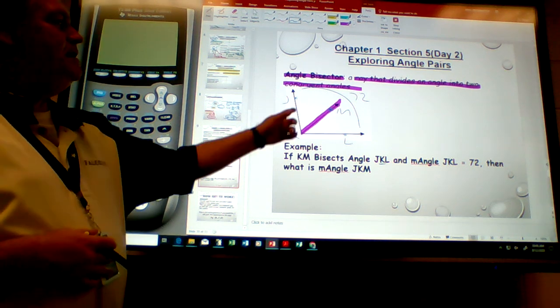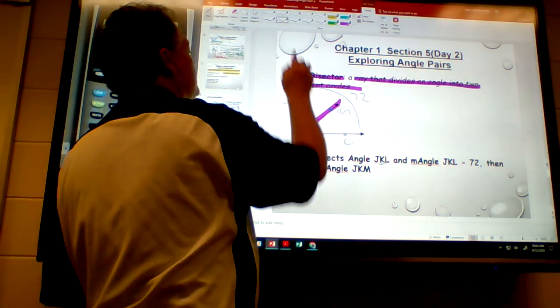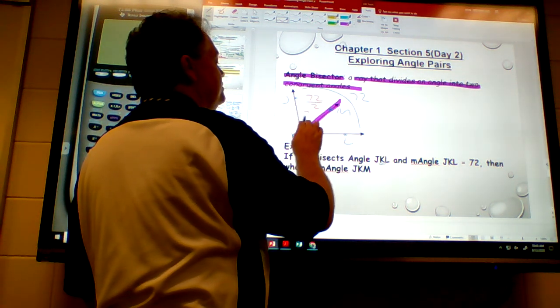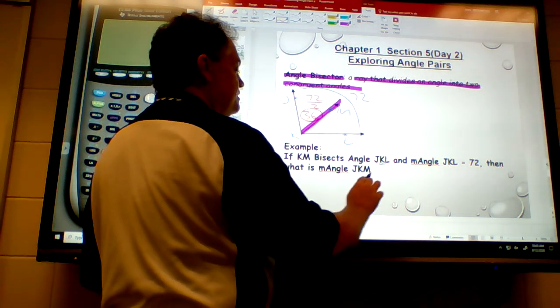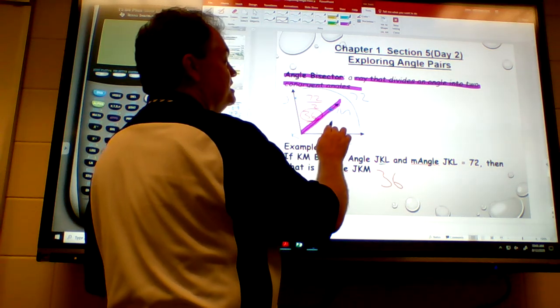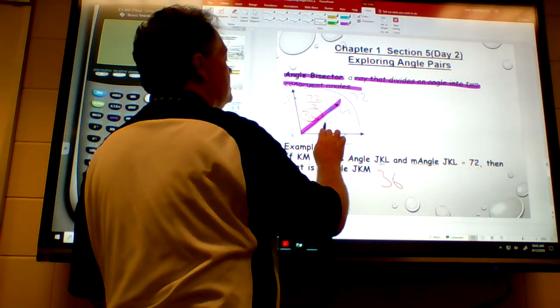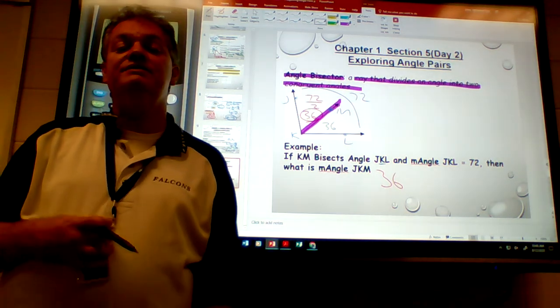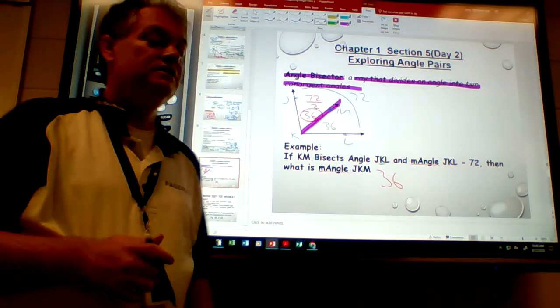Did it ask you what the measure of this part is? Well, this part here is going to be half that. So it's going to be 72 over 2, which, as you know by now, is 36 degrees. Well, if this is 36 degrees, this will also be 36 degrees because it's an angle bisector. An angle bisector divides it in half. All right.